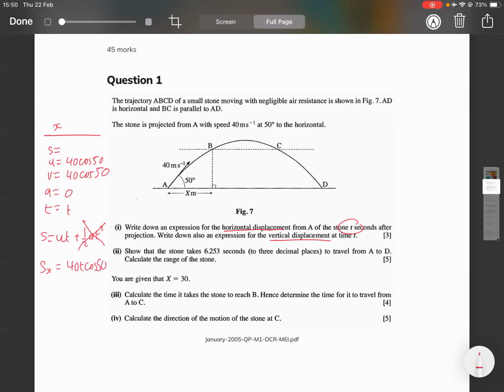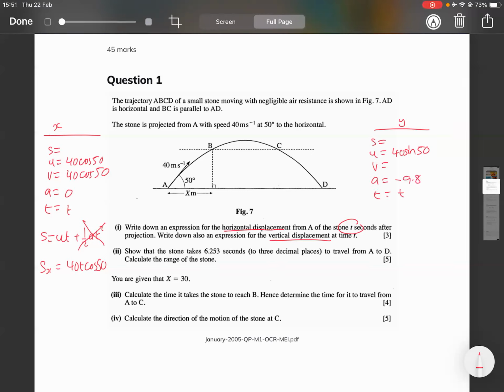Now repeat the same exact process for vertical, just to get the other equation. S equals 40 sine 50 T plus a half 9.8 T squared. So just quickly going step by step. U is either 40 cos 50 or 40 sine 50, so it's 40 sine 50. V we don't know because it will keep on changing. And the acceleration is minus 9.8, but just always check the question to make sure it's not 10 or something. And then T is just T.